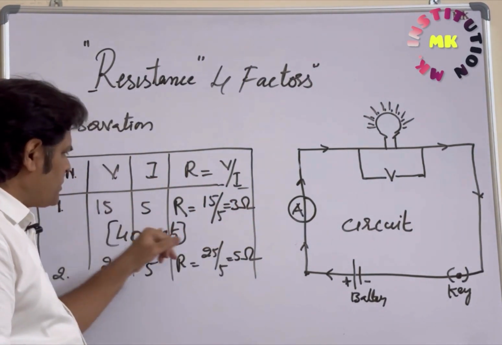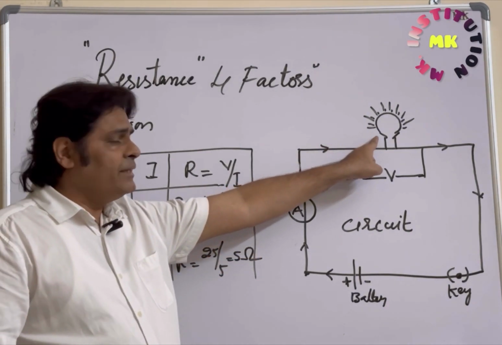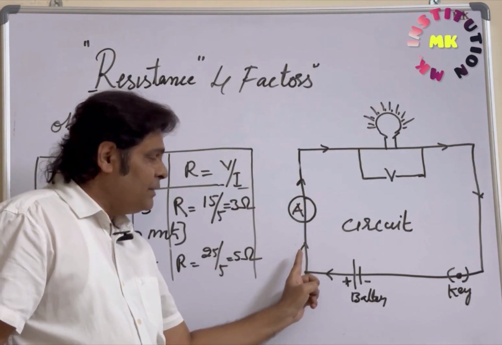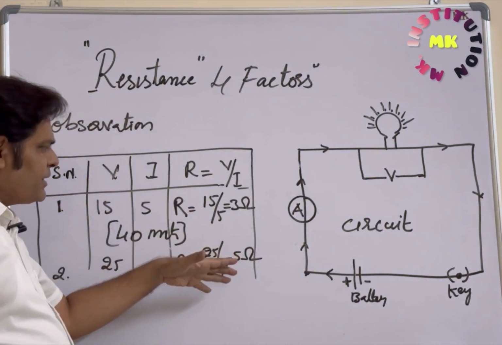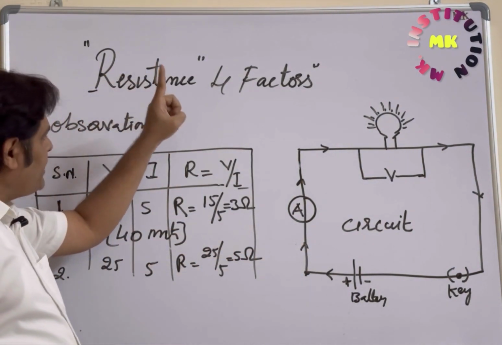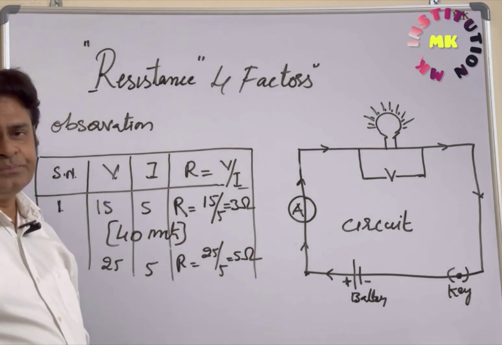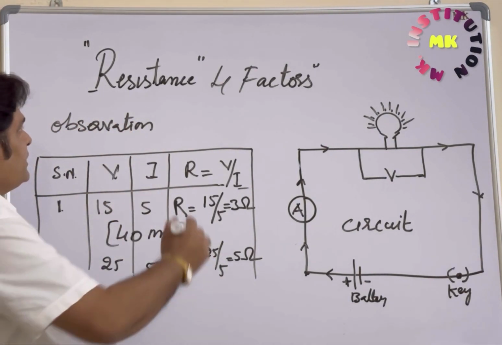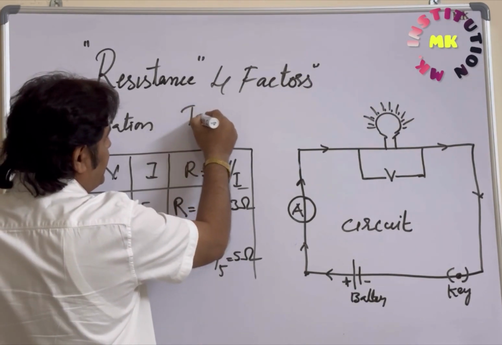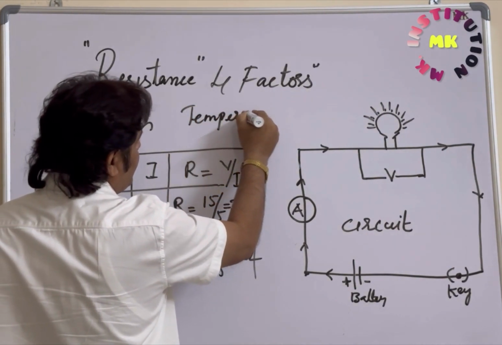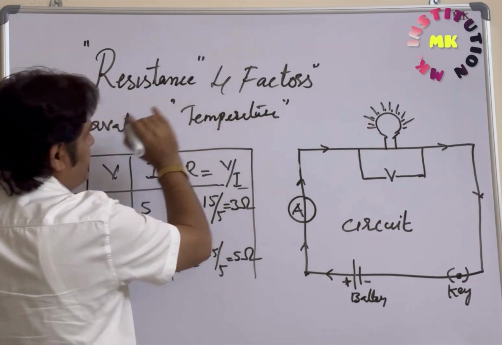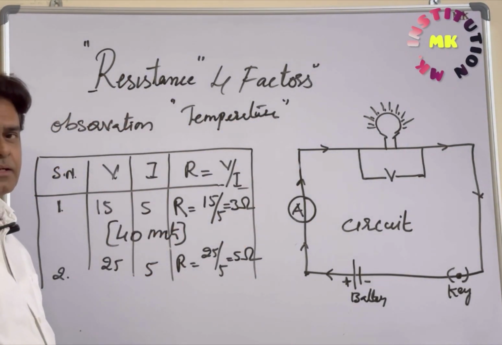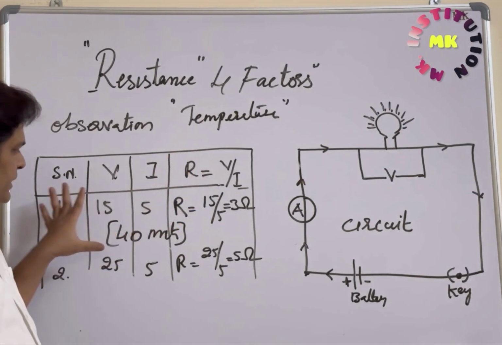Anyhow, this experiment tells us that when the temperature rises, the resistance also increases. By this activity, we can say that the resistance purely depends upon the temperature. This is the first factor. Clear? Resistance purely depends upon temperature. Understood? These are the two readings.